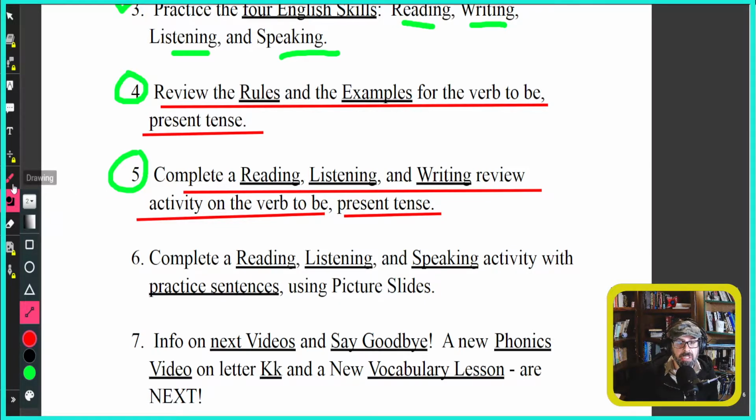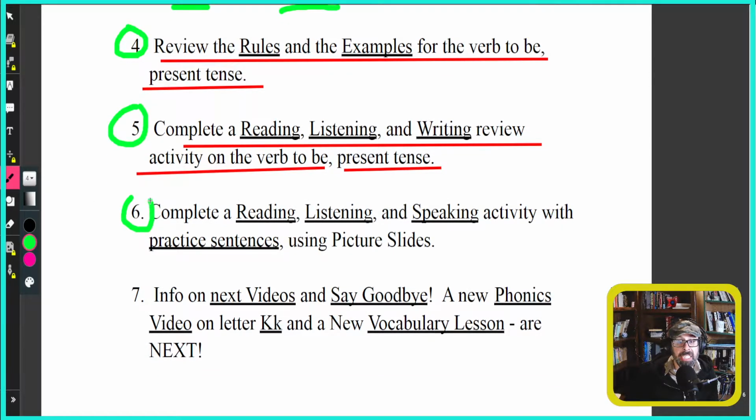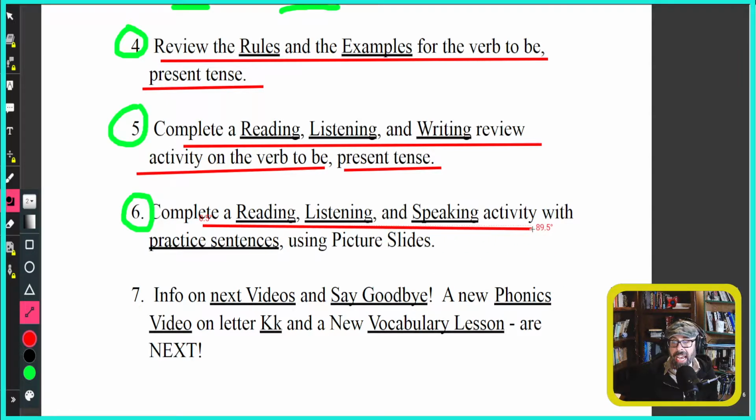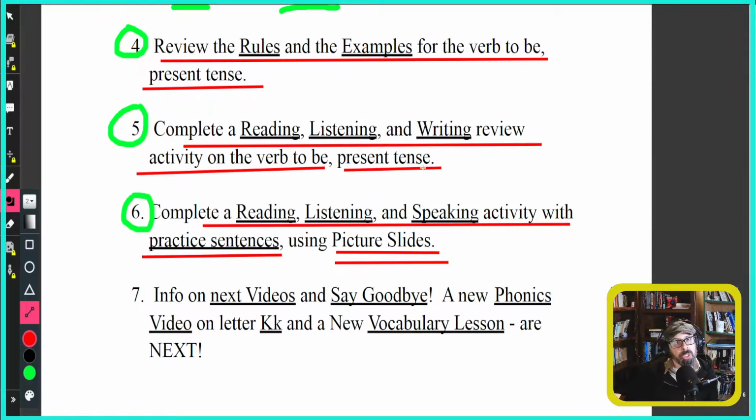Number 6 tonight will be to complete a different activity. This activity will be reading, listening, and speaking activity with practice sentences. Okay, so we'll look at practice sentences, some different practice sentences, and we will use picture slides to read, listen, and speak or answer, give your answer. Okay.